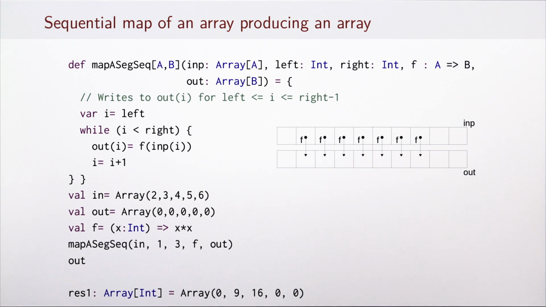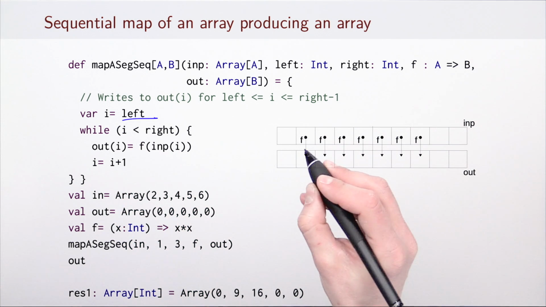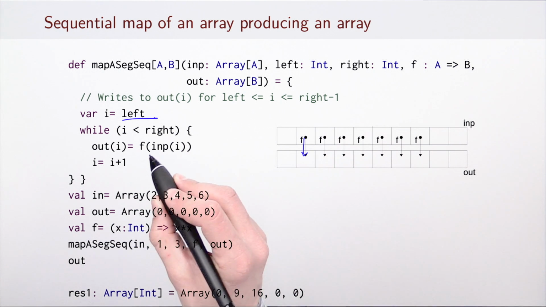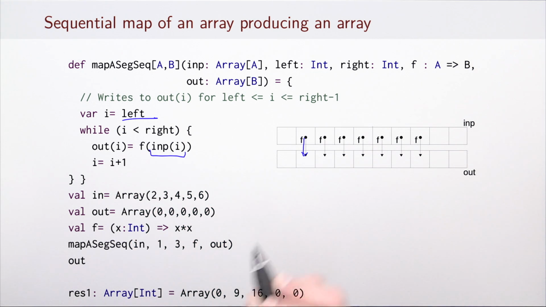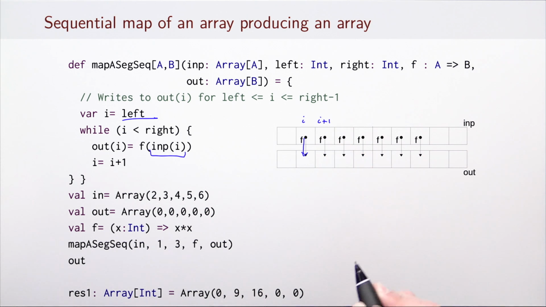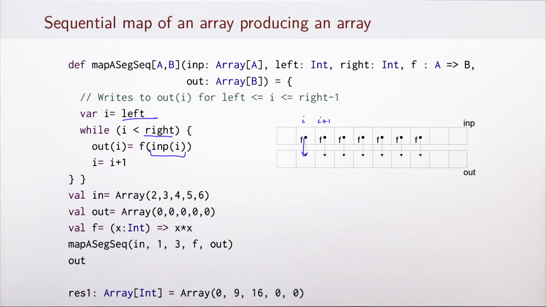We can do that using a simple while loop that starts from left and then writes to the output array the result of input of i to which function f is applied. And we do that for increasingly large index i going from left up to and not including right. So the effect of this function is that the content of the out array is going to be changed between indices left and right -1.